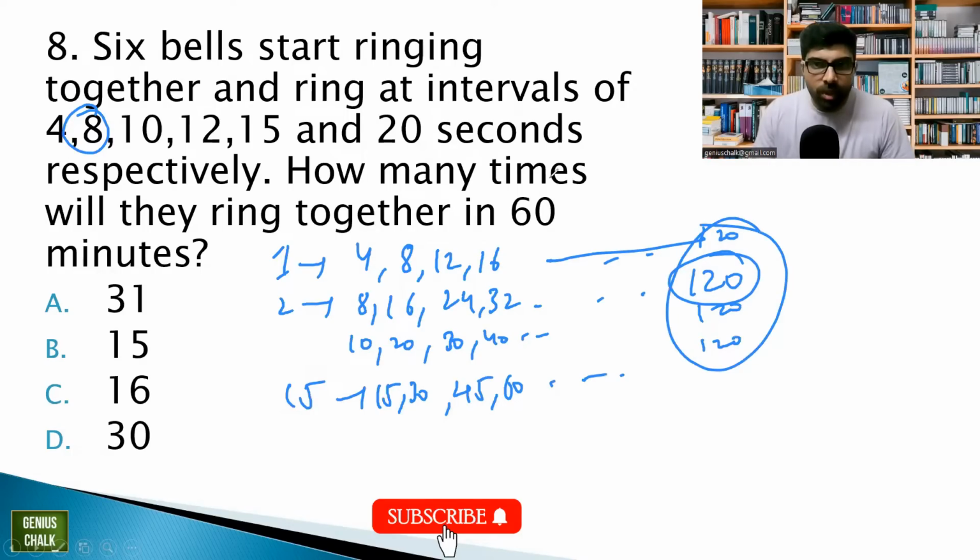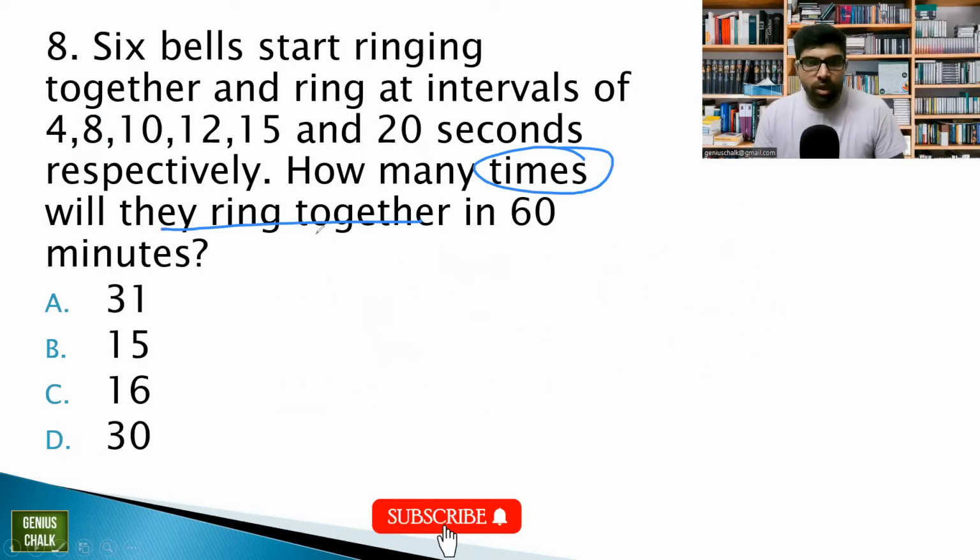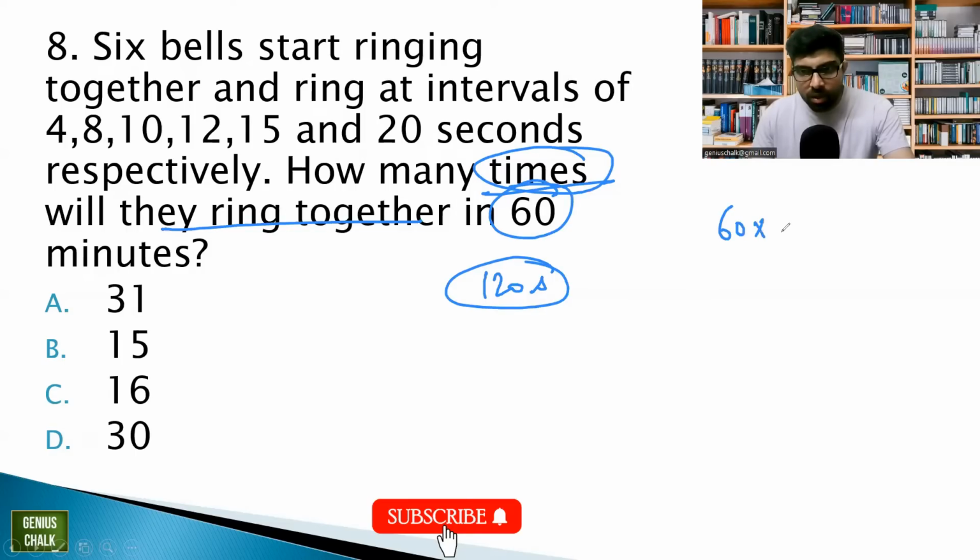But the question is, how many times will they ring together in 60 minutes? So 120 seconds is the time at which they will ring again. So how many times will they ring again in 1 hour? So 60 minutes. How many seconds are there in 60 minutes? 60 into 60, that is 3600.